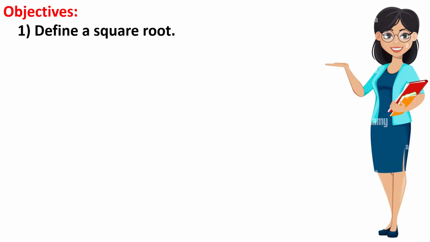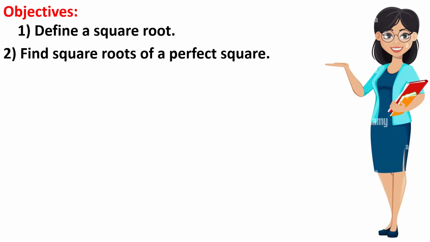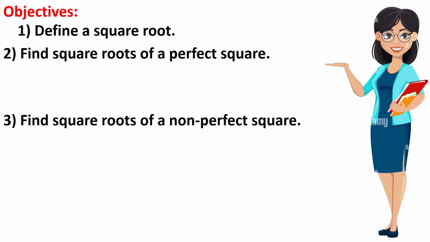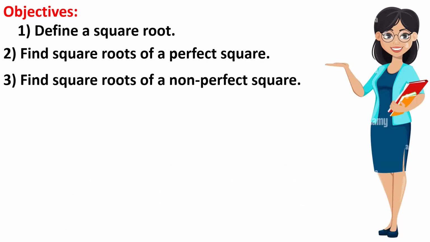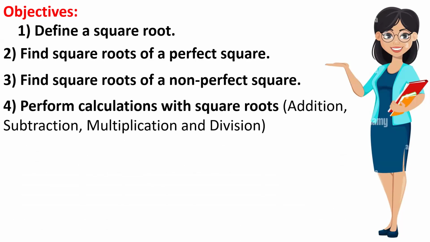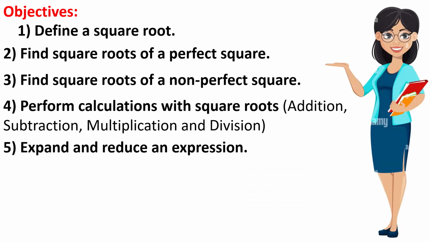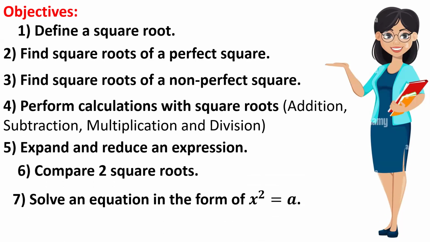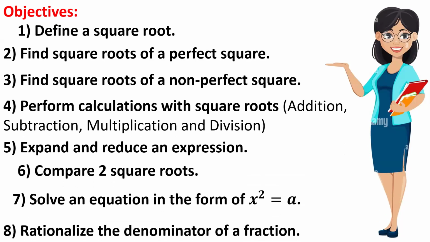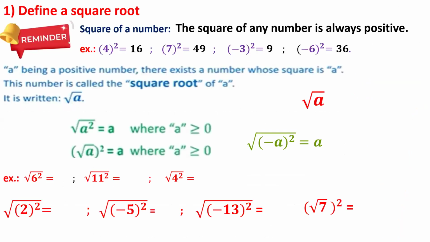First, of course, we defined square roots. Number two, we found square roots of some perfect squares. Then we learned how to find square roots of non-perfect squares. We performed calculations with square roots: addition, subtraction, multiplication, and division. Then we expanded and reduced an expression with square roots. We compared two square roots. And finally, we rationalized the denominator of a fraction having square roots in the denominator.